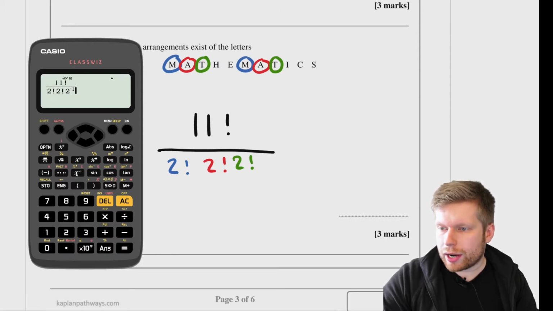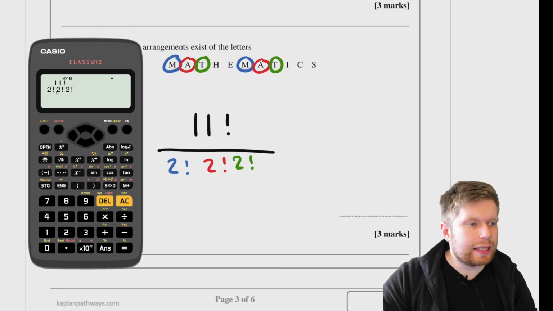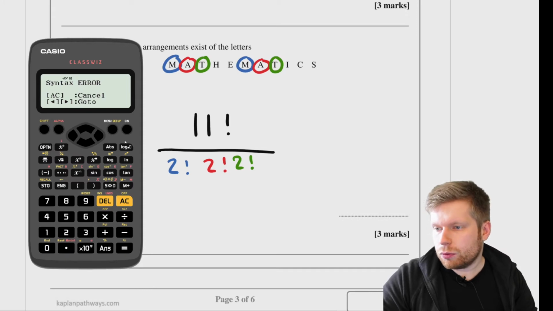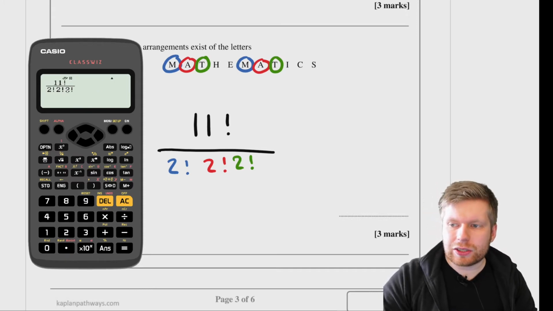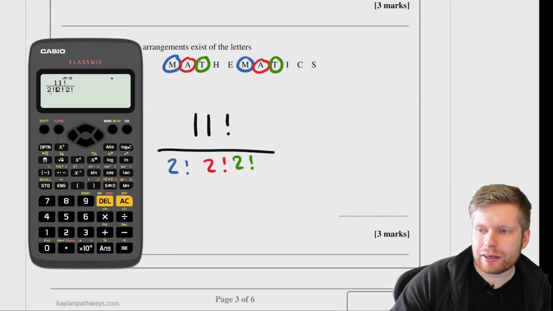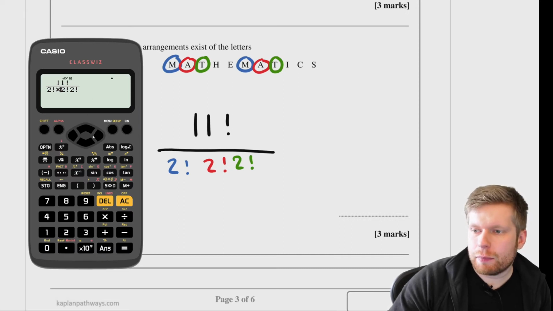Now in that particular example, I know that my calculator would work as timesing these things together. If you weren't sure, you could put a times in there just to be safe. But if I press equals, oops, I need to go back. Haha, speak of the devil. So the reason being is the 2 factorial. I thought the calculator would recognize this. Clearly it hasn't recognized that I mean 2 factorial times 2 factorial. So I need to actually go in here and put the times.